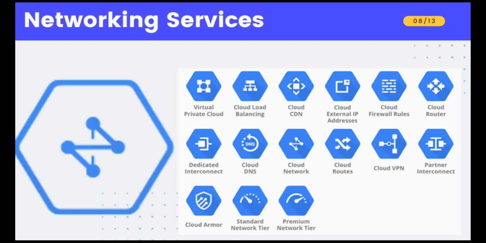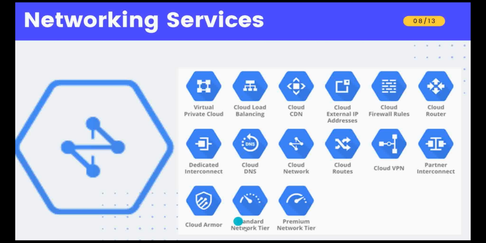Here you can see there are two important services, that is Partner Interconnect and Dedicated Interconnect. These are used to connect with GCP without the use of the internet. That is, without any service providers, you can directly connect with GCP. Since we are not using any service provider, this is a little bit expensive compared to other services.